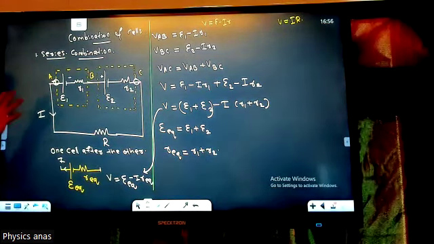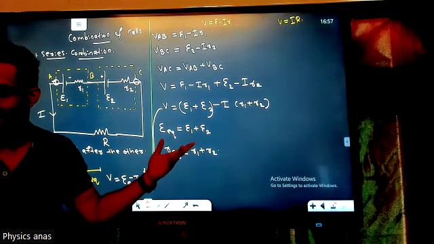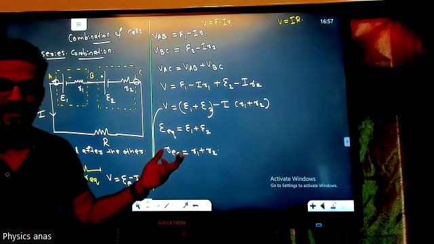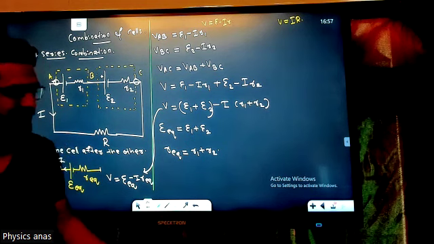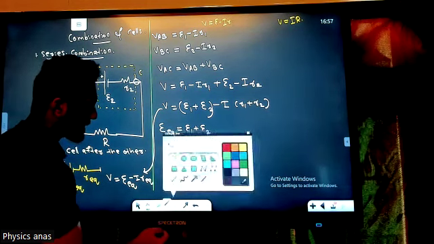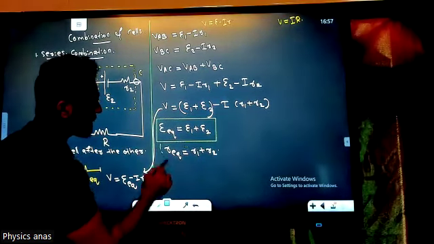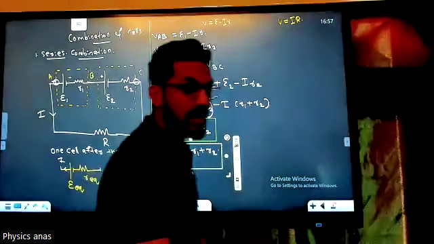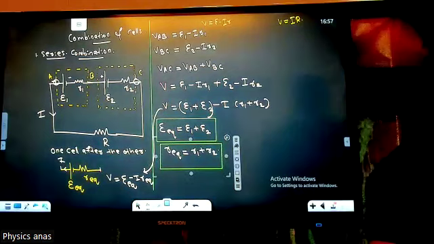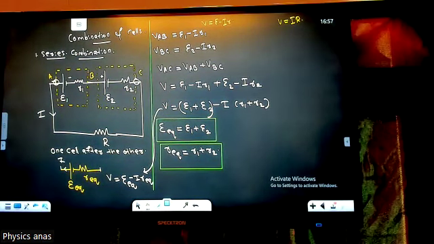If you have connected three cells, E equivalent will be E1 plus E2 plus E3. R equivalent will be R1 plus R2 plus R3. Simple cases. So these are the equations for equivalent EMF and equivalent internal resistance. How is this? Simple case. Write it down.